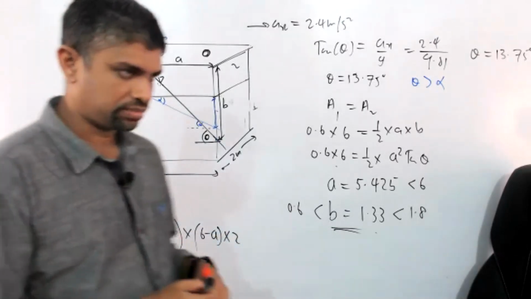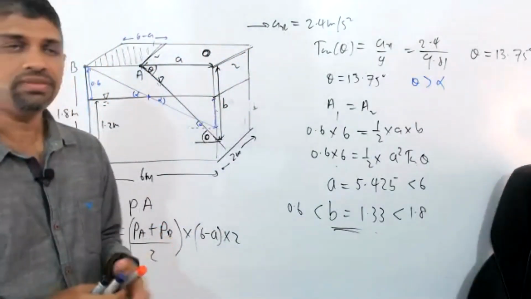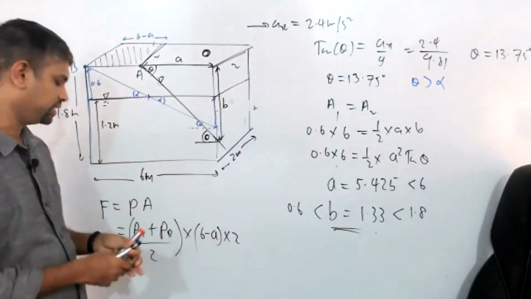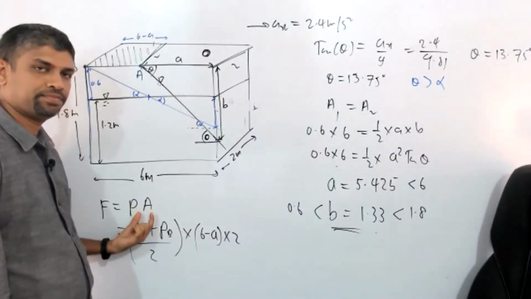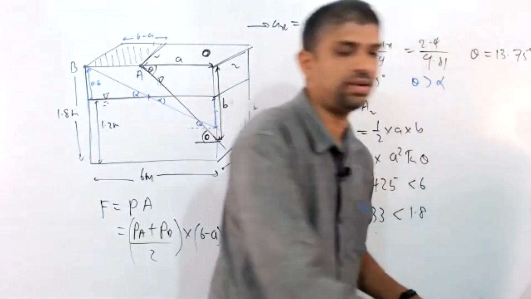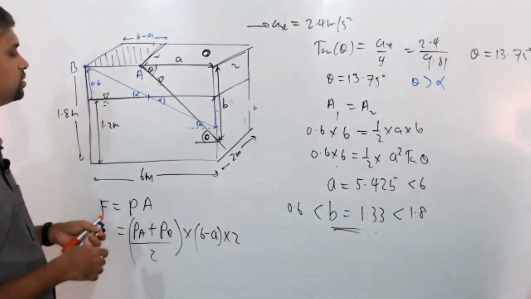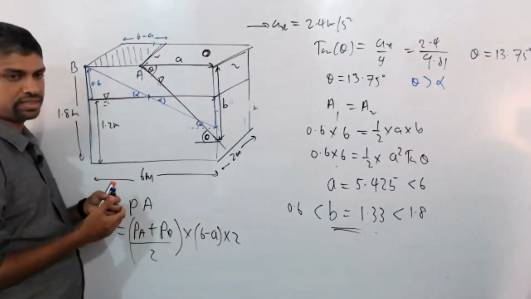We know there are a lot of ways to calculate this force. This is the simplest method. We can find the average pressure times the area, or we can use any other method that we have learned so far. Now tell me, PA is 0. How do we calculate PB?